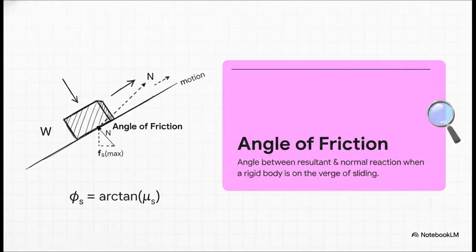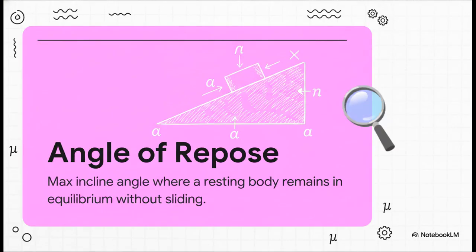First off, you absolutely have to have the angle of friction locked down in your mind. Think of it as that critical, high-stress tipping point right before an object just gives way and slips. Formally, it's the angle between the resultant reaction and the normal reaction when a rigid body is on the verge of sliding. Being able to visualize this angle helps you understand exactly when the static friction in your system is totally maxed out.